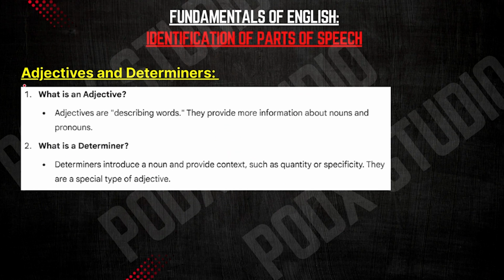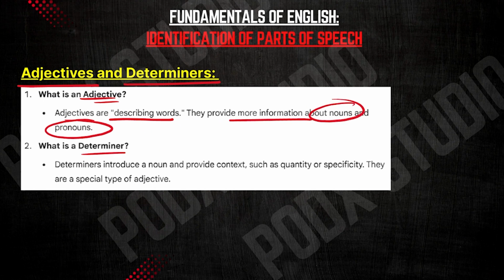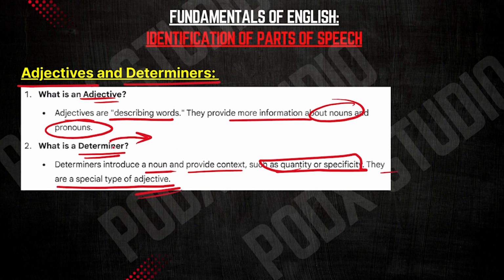Let's move further. What are adjectives and determiners? Adjectives are describing words. They provide more information about nouns and pronouns. What is a determiner? A determiner introduces a noun and provides context such as a quantity or specific. They are a special type of adjective. In old English, the determiner was an adjective. In modern English, they separated the adjective and determiner into two categories. So a determiner will have some uniqueness.